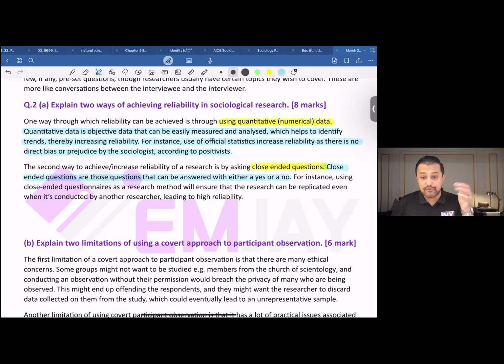Let's just say you get a question, you have 4 choices beneath, you just pick any one out of those 4, right? So for instance, using close-ended questionnaires as a research method will ensure that the research can be replicated even when it's conducted by another researcher, leading to high reliability. Now, let me just walk you through this real quick.